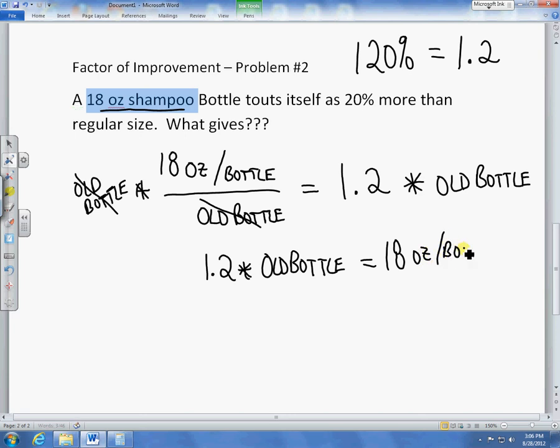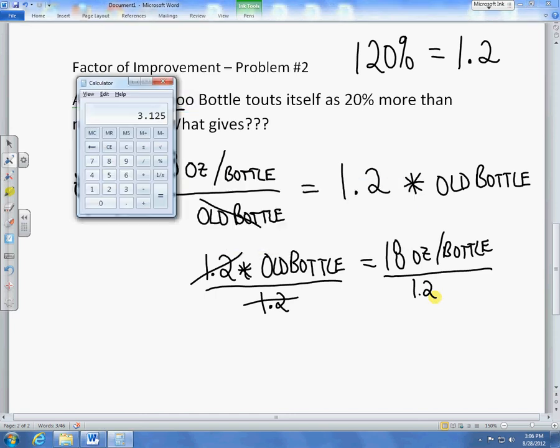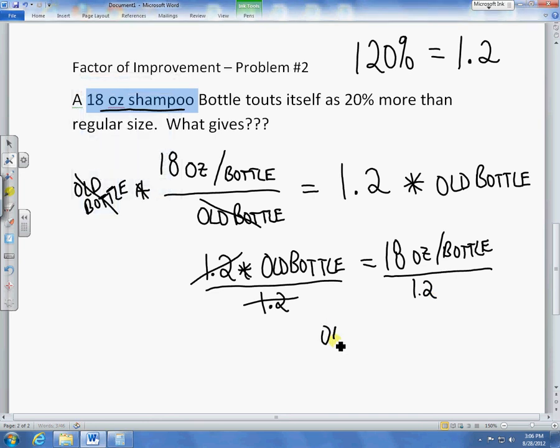Okay? Divide old bottle by 1.2. Do the one side, you gotta do the other side. All right. Now again, use your calculator. Okay with that. We'll line up here again. So I take 18 and divide it by 1.2. That comes out to 15. So my old bottle is now equal to what? 15 ounces.